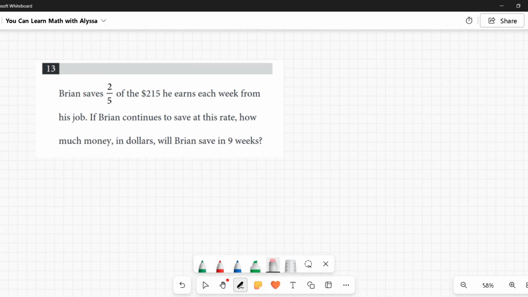Number 13, Brian saves 2/5 of the $215 he earns each week from his job. If Brian continues to save at this rate, how much money in dollars will Brian save in 9 weeks? You can do this in 2 parts, or you can do it all at once. Both will get you the same answer. So what you can do is say, what is 2/5?